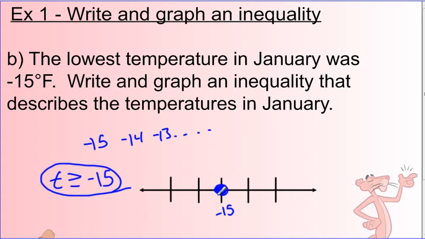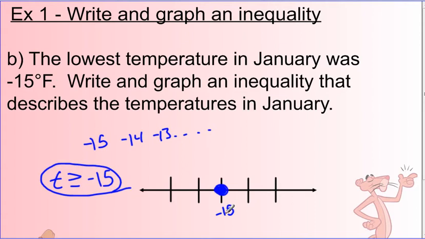Now, which direction do we shade? Well, you can use both strategies here. First off, read it correctly. It says t is greater than negative 15. So we're going to shade greater than. Speaking of which, we didn't put numbers in our number line. We don't know which way is greater than yet. So let's go ahead and put the numbers in here, and then we'll go through and do the shade.